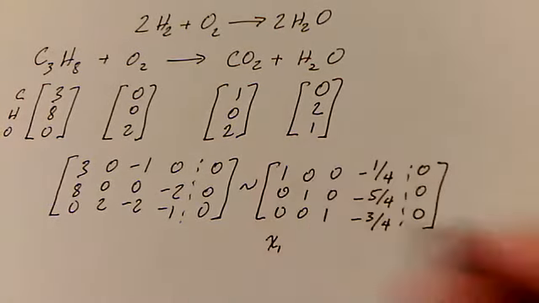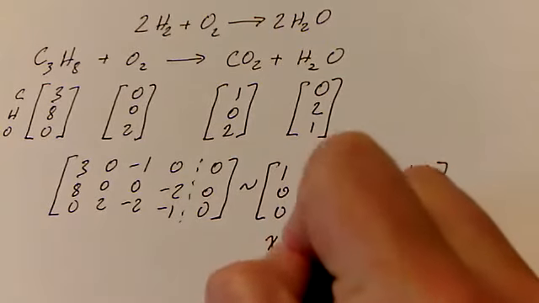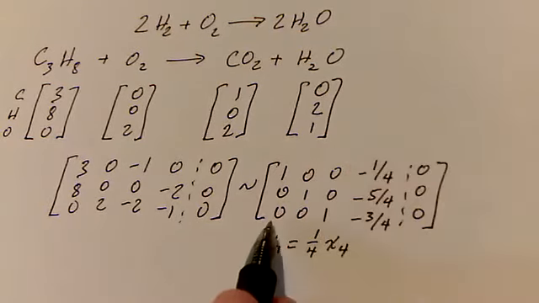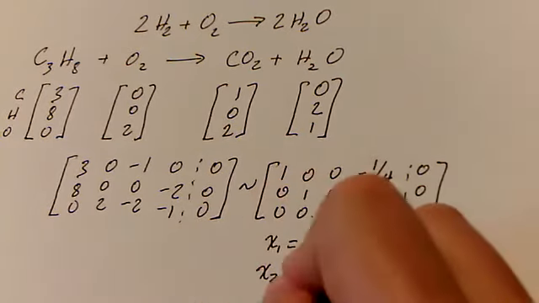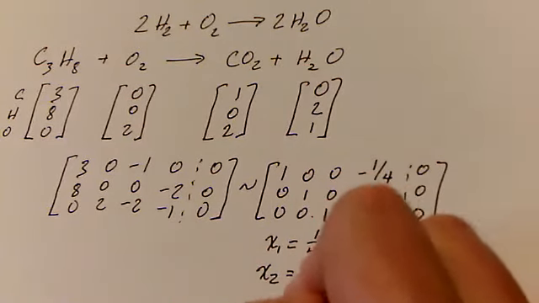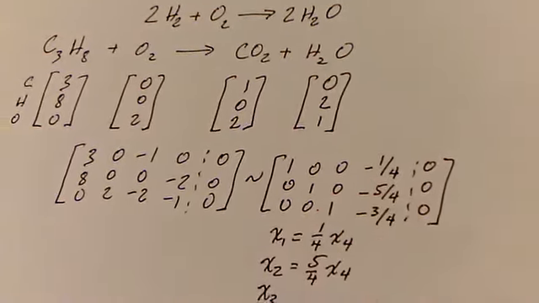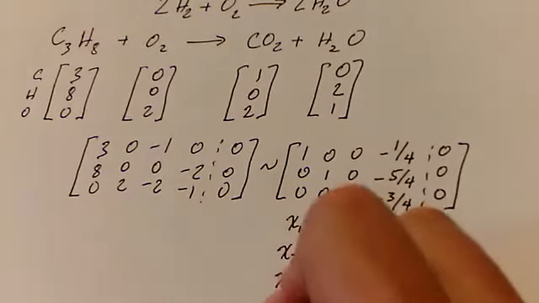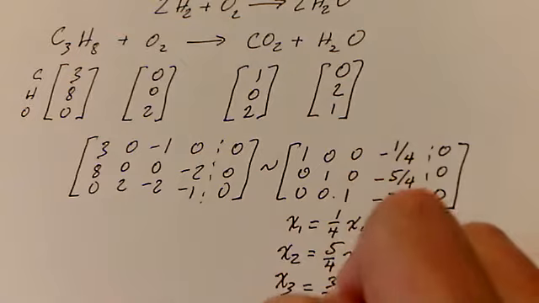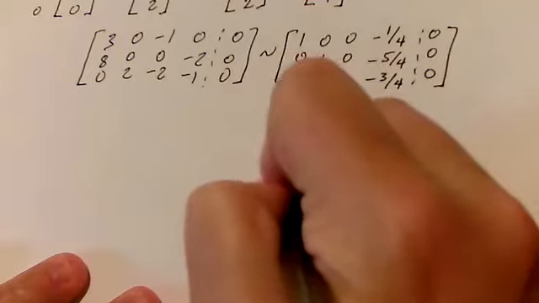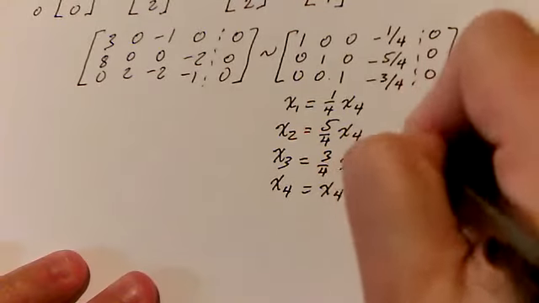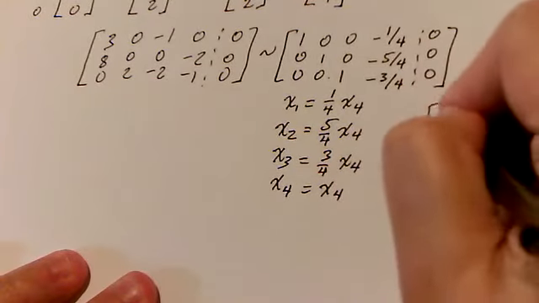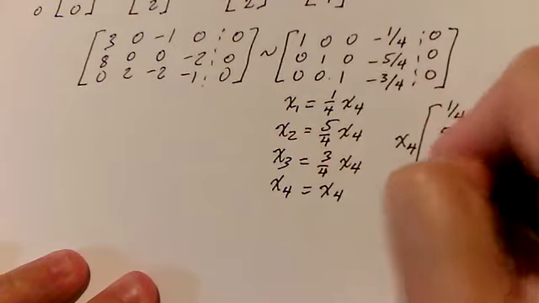I have x1 is equal to 1/4 x4. Remember, go by your columns: x1, x2, x3, x4. x2 is going to be equal to 5/4 x4. x3 then will be 3/4 x4. Again, it'll be positive when we move it over to the right-hand side. And then x4 is our free variable, so x4 is equal to x4. As a vector solution, that would give us 1/4, 5/4, 3/4, and 1.